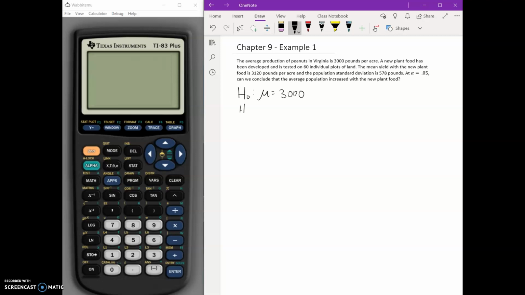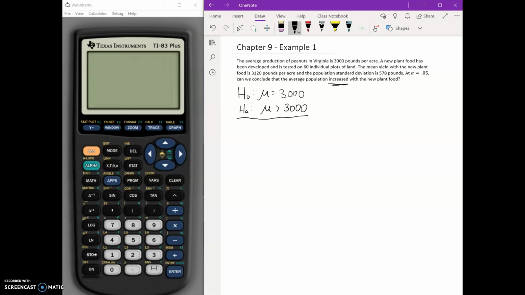Now the alternative hypothesis is going to be something that is contradictory to our null hypothesis. So in this case, it will be mu, and it's not going to be equals. Well, it'll either be not equals, larger, or less than. In this case, we're testing the claim that we increased. So we had an increase with our plant food, so mu is going to be larger than 3,000. So these are our hypotheses. We always need to start out with those.